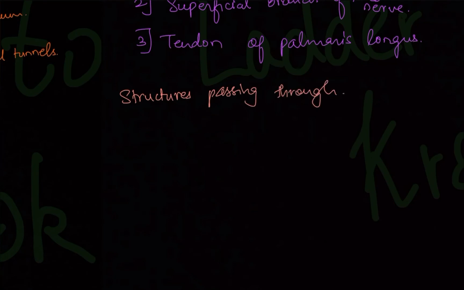You have a total of 10 tendons, but before moving on with the tendons, let's look at the nerve which is passing. So median nerve, deep branch. Median nerve, which branch? The deep branch will pass through the carpal tunnel. Now let's look at the tendons.